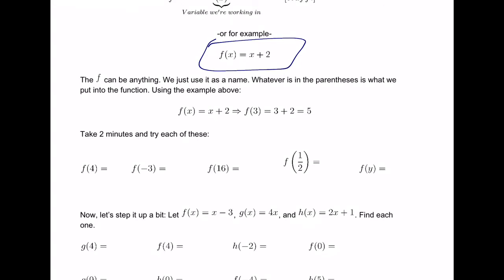Using the example above, for f of x is equal to x plus 2, f of 3, we plug that 3 in for x. So it's 3 plus 2, and we get 5. Using that same equation, f of 4, well, that's 4 plus 2. We plug it in here. So it's 6. f of negative 3, that gives us negative 1. 1/2 plus 2. What do you think? 5/2. f of y, doesn't matter that it's a variable. It's just y plus 2.